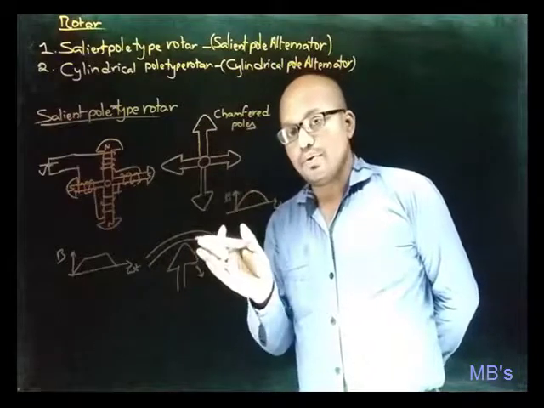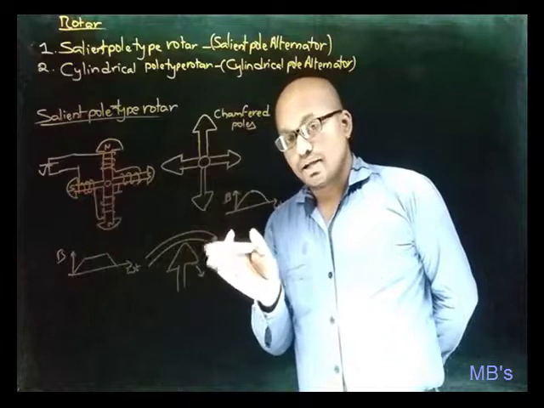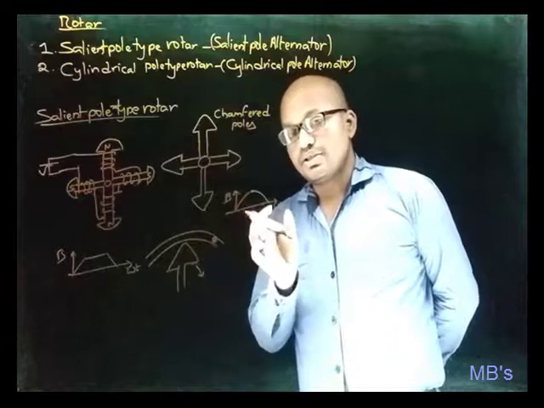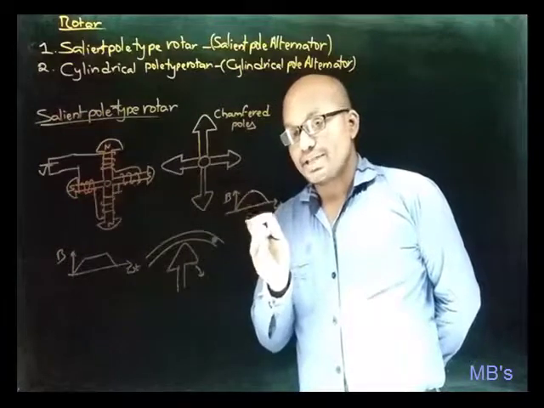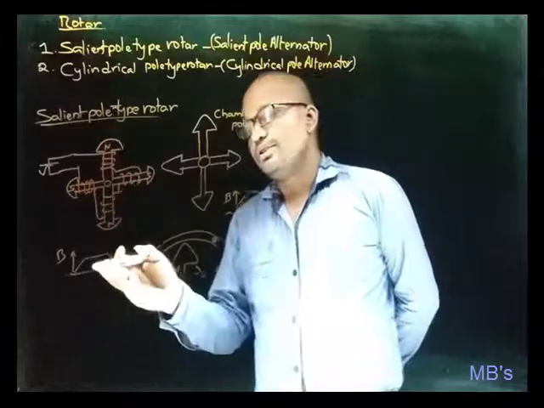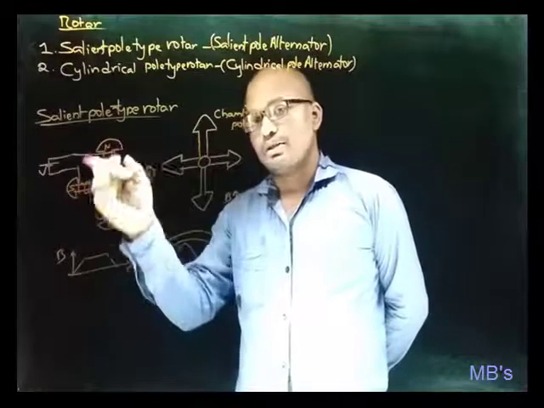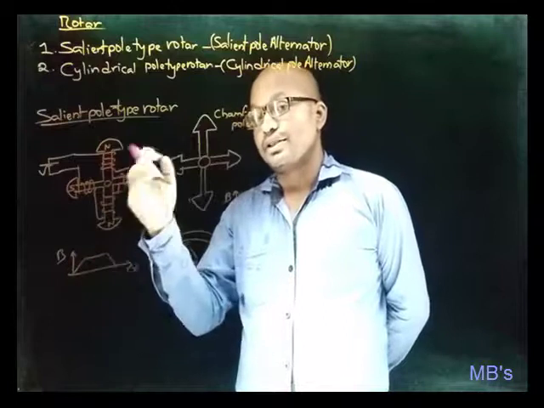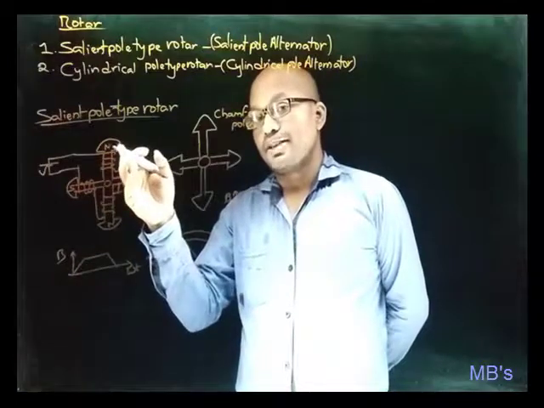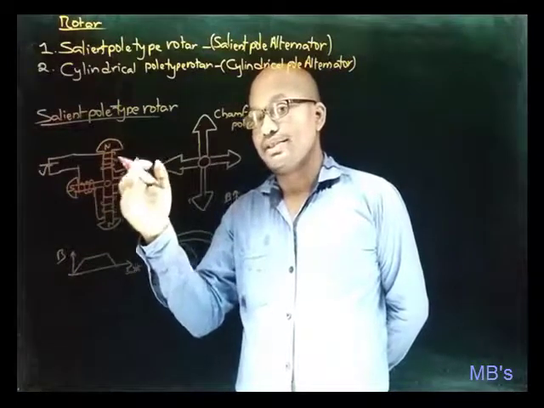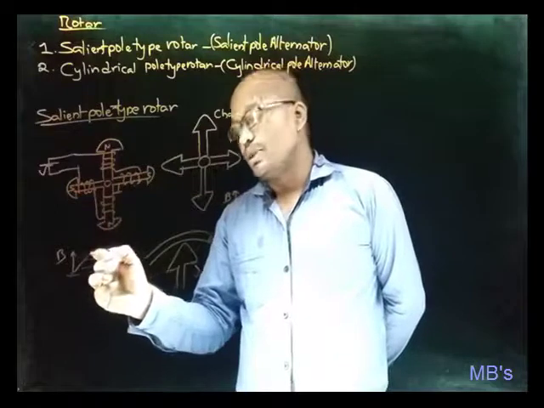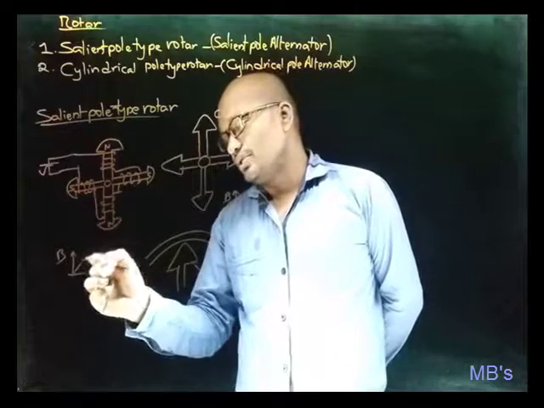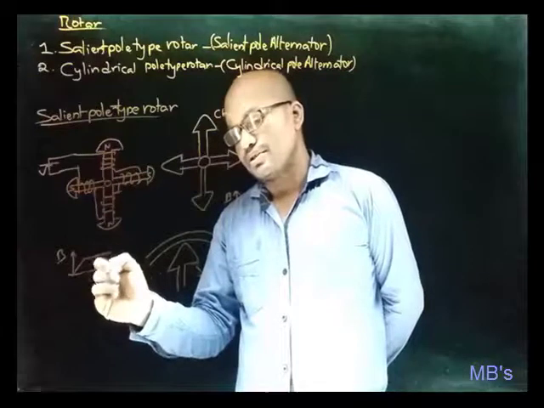So this is how, with this type of construction, the flux distribution in the air gap can be made sinusoidal. Whereas here, with this type of construction, the flux distribution is non-sinusoidal, because at the center of the poles, flux density will be maximum. So there is a chance of saturation. Because of that saturation, here the flux distribution will be non-sinusoidal.